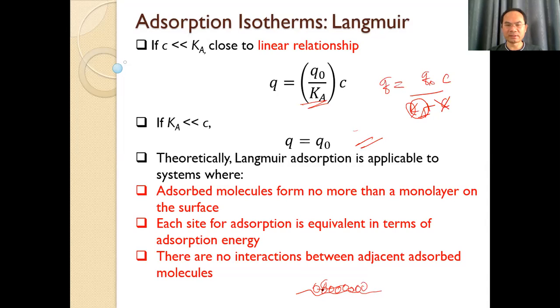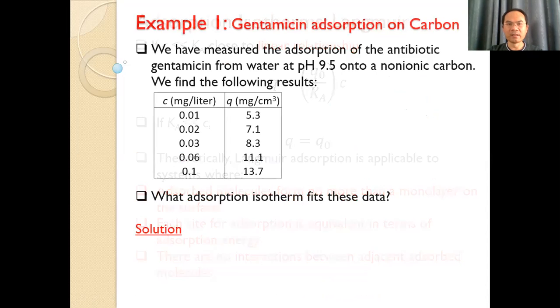And also number three, that's right, the interaction between this molecule and this molecule. There is no interaction between the adjacent molecules. That means only the monolayer, and for the adjacent molecules, no interaction. That's right. This is the assumption for the Langmuir isotherm. Okay, we will show you an example.